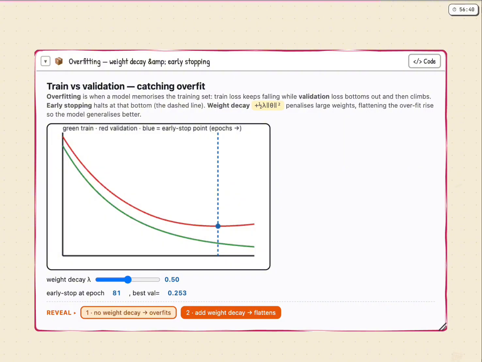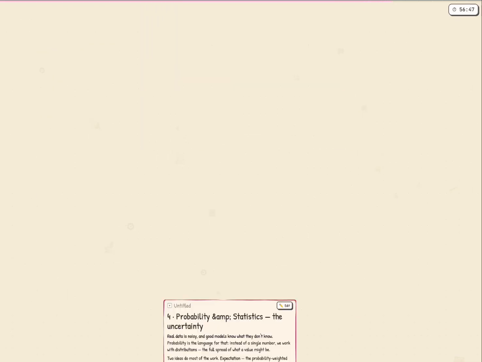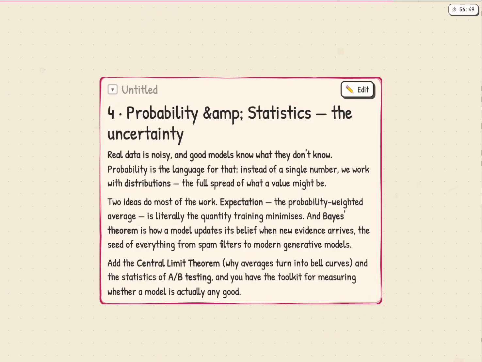Here's the thing about the real world: it is uncertain. Data is noisy, measurements are imperfect, and the future is never guaranteed. A model that pretends to be certain is a model that's dangerous. So our final chapter is about embracing that uncertainty honestly, and the language for that is probability and statistics.